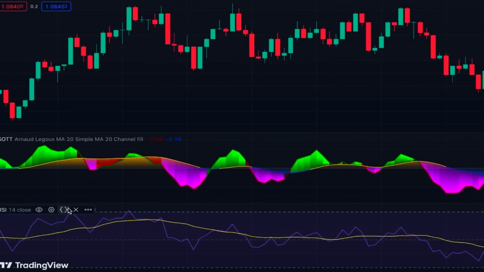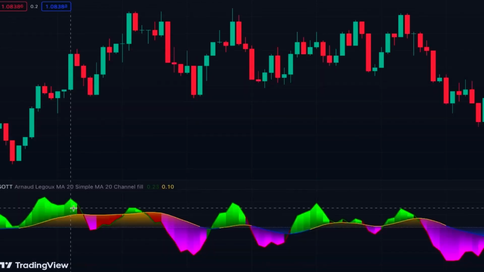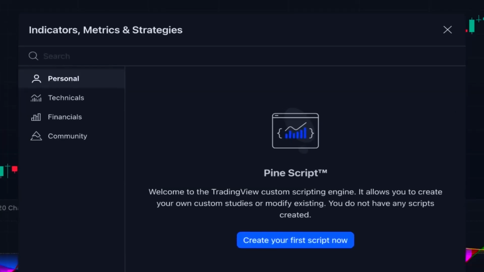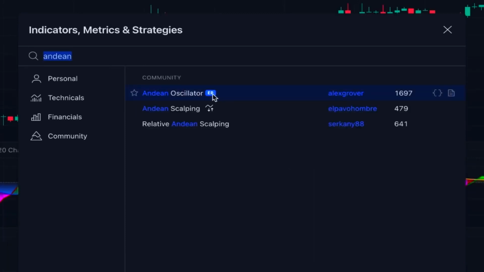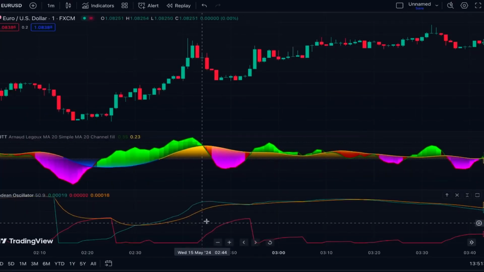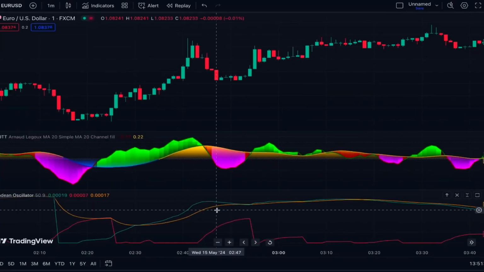Let me close the RSI here and teach you another strategy. Here we click on indicators and we search Andean oscillator. This one, which is an Editor's Pick indicator and written by someone named Alex Grover. This is a very powerful indicator that besides showing you the increased upside or downside momentum, it also helps you with trending or non-trending market.